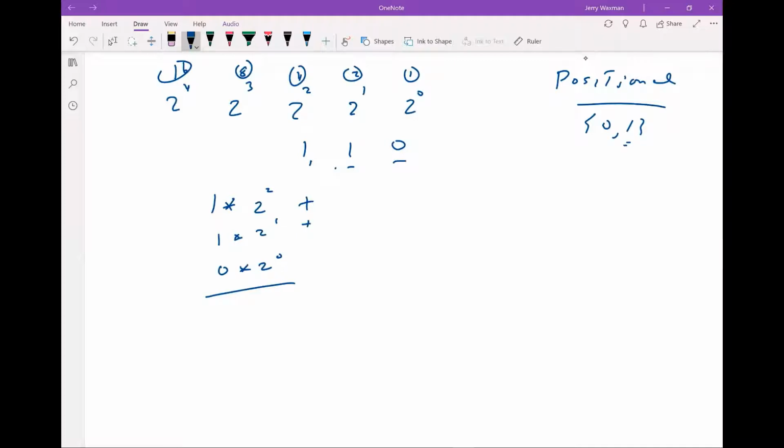1 times 2 squared gives me a 4, and then 1 times 2 to the 1 gives me a 2, and 0 times 2 to the 0 gives me a 0. So that's how I get a 6. That's why 1, 1, 0 is 6.